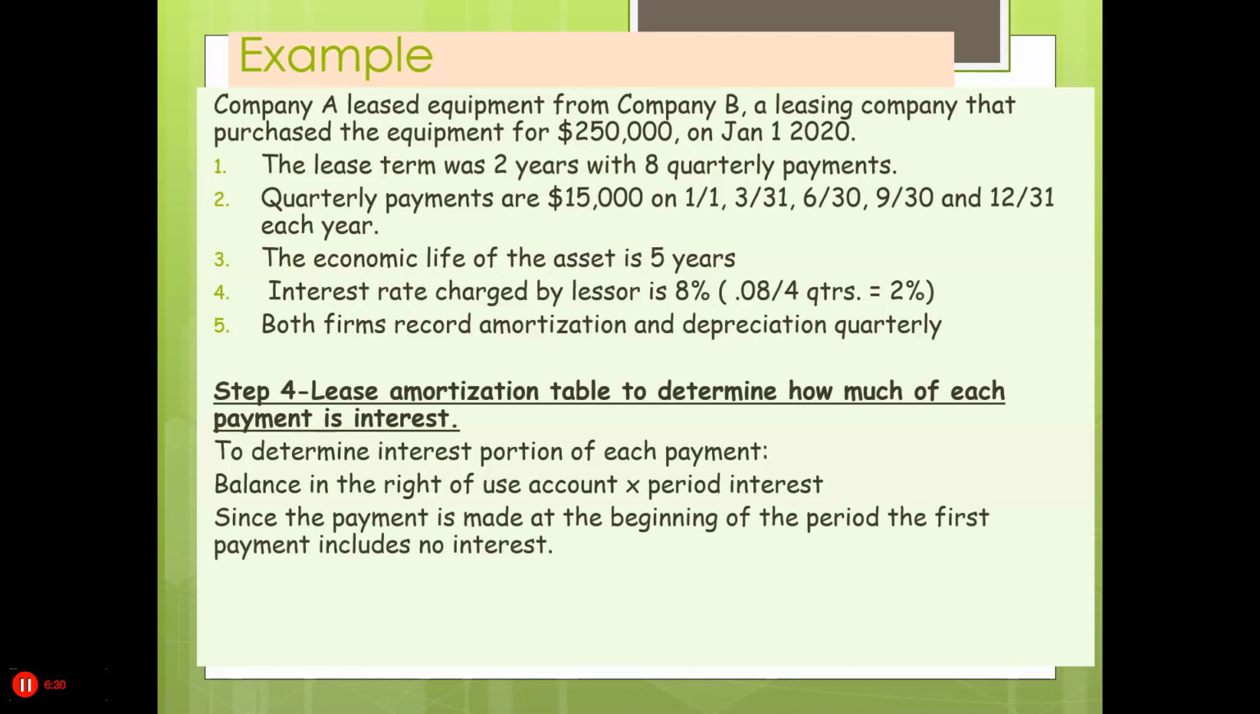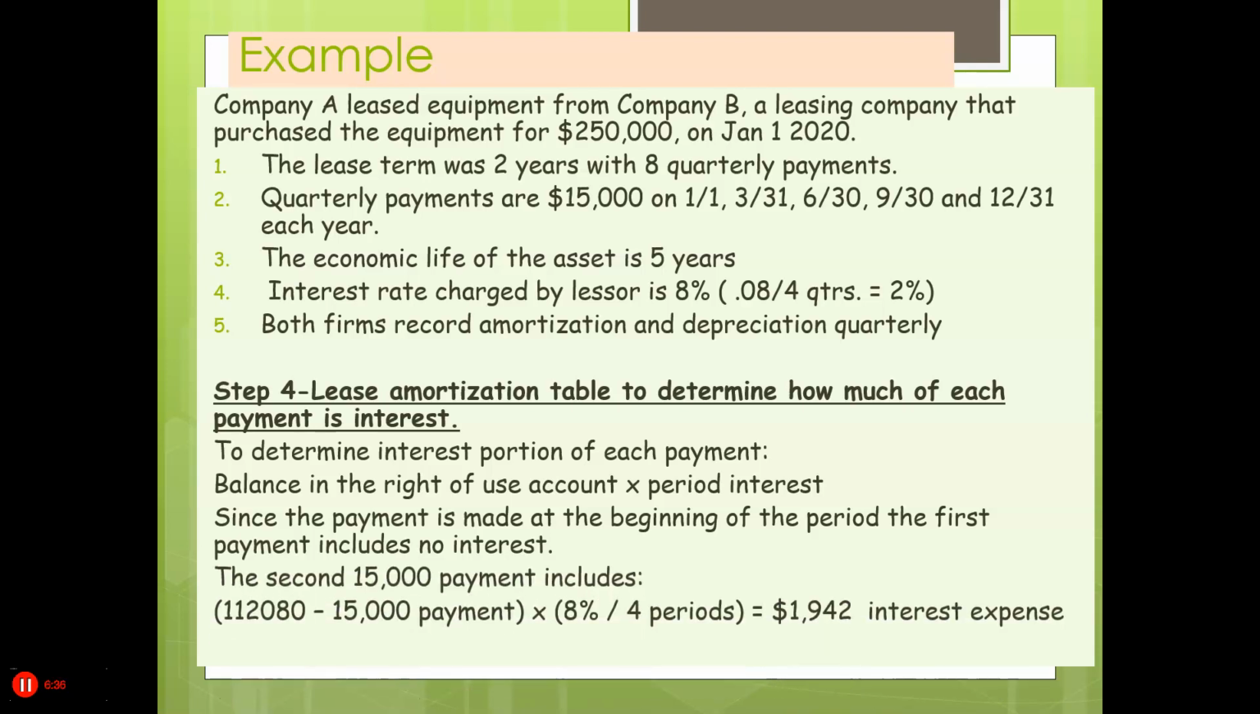Since the payment is made at the beginning of the period, the first payment includes no interest. But for the second payment, we take the $112,080, which is the present value of the lease payments we calculated previously, minus that first payment that includes no interest, times 8% divided by 4 periods, which tells us our interest portion is going to be $1,942. So when we make our second payment of $15,000, $1,942 is going to be interest expense, and the difference will go against the lease payable.